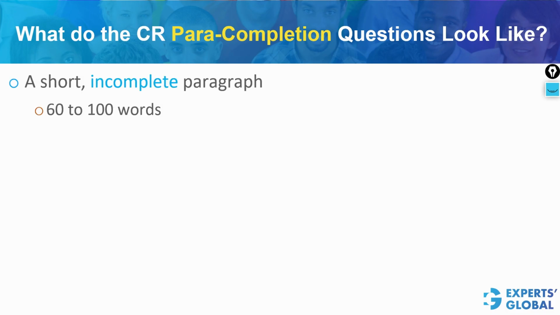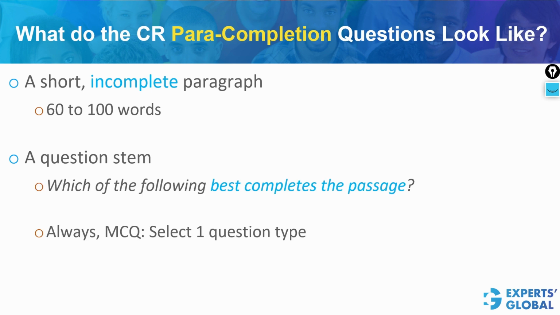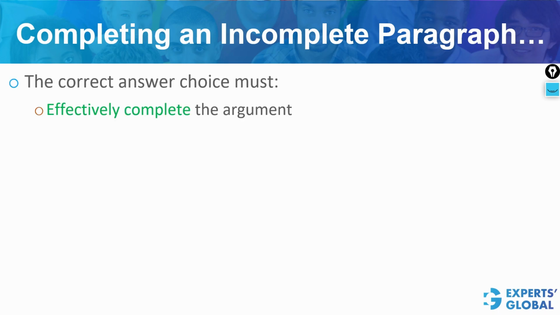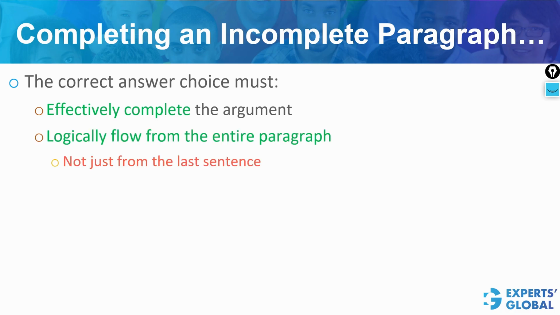Therefore, expect a short, incomplete paragraph, a question stem on these lines. Always select 1 question type. So from the 5 answer choices, you need to select 1 correct answer choice. For completing an incomplete paragraph, the correct answer choice must effectively complete the argument. It must logically flow from the complete paragraph, not just the last sentence.